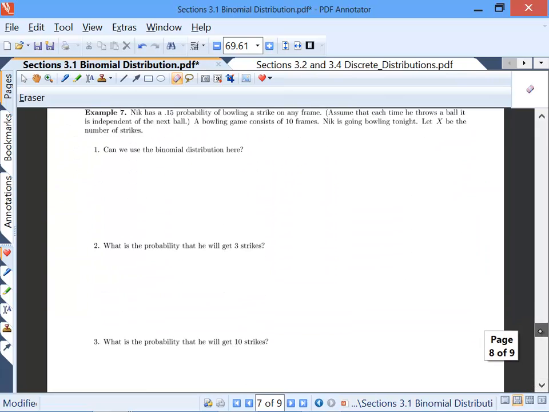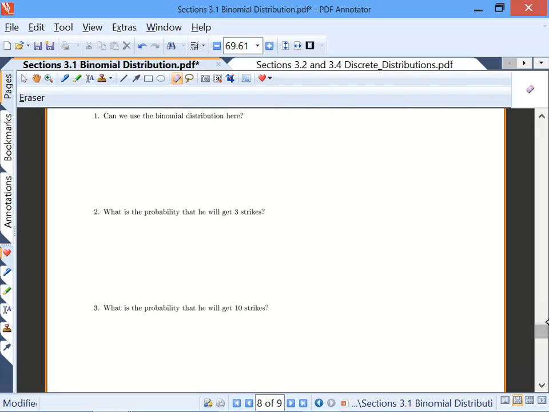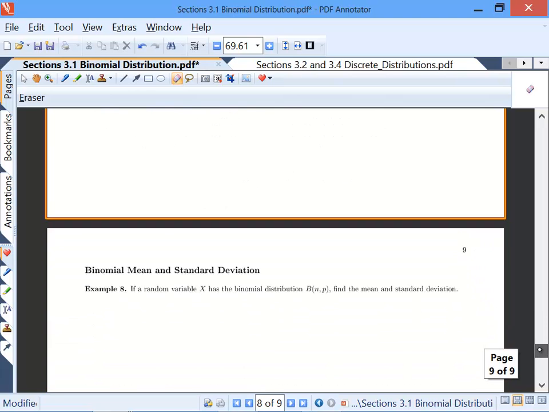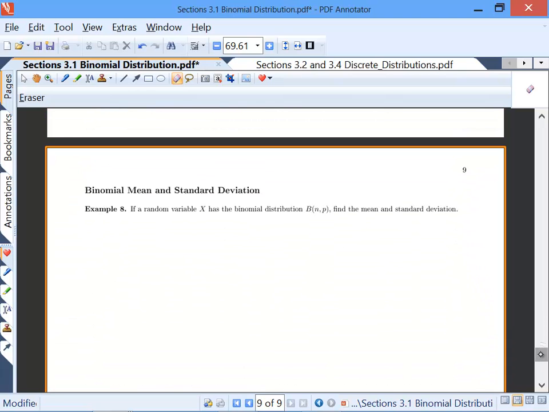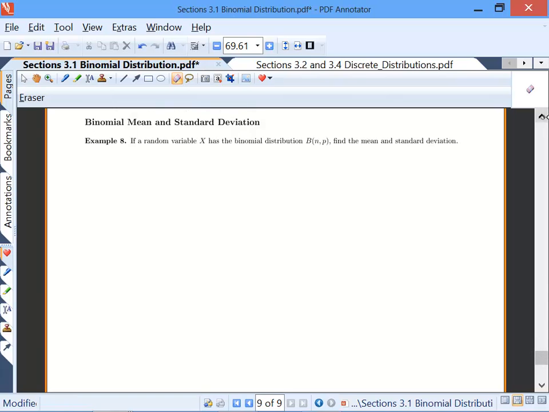So we're going to skip 7 because I think that you probably have that, but I will work it out and I will put it online as part of the PDF when I put the PDF up. So you can do it on your own and check and make sure you know how to do it. And the next thing we need to learn about is the binomial mean and standard deviation.